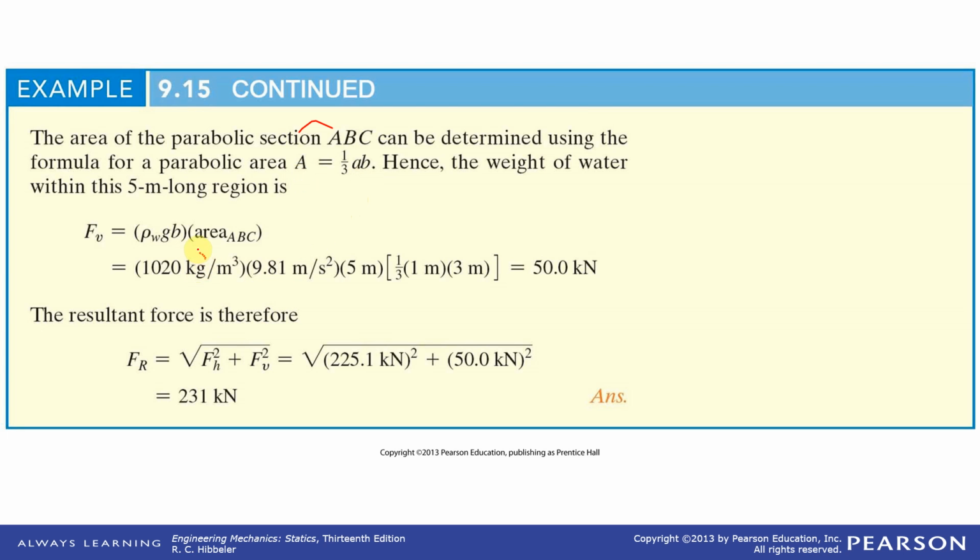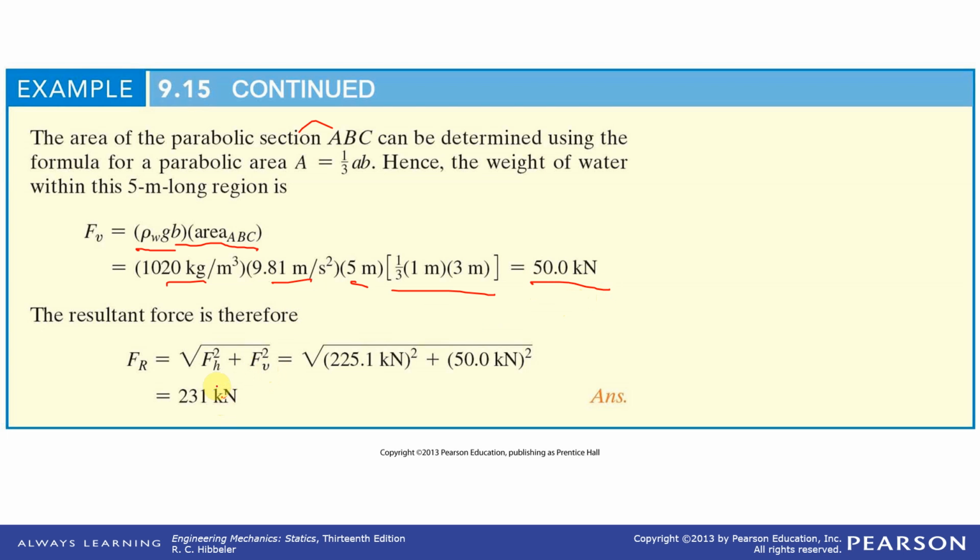So rho g B, rho g, density times acceleration due to gravity times volume. B times the area is that. B is 5 meters. Area is this, density, acceleration due to gravity. So that's the force of the water.